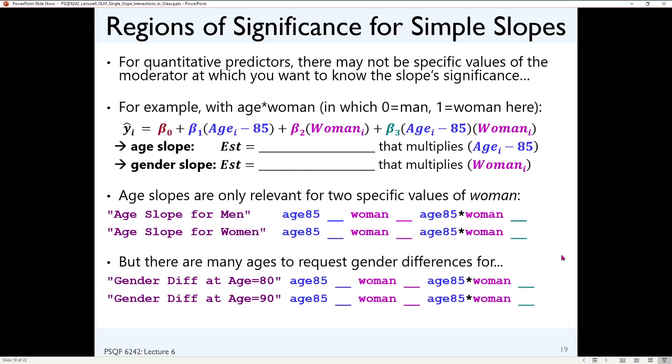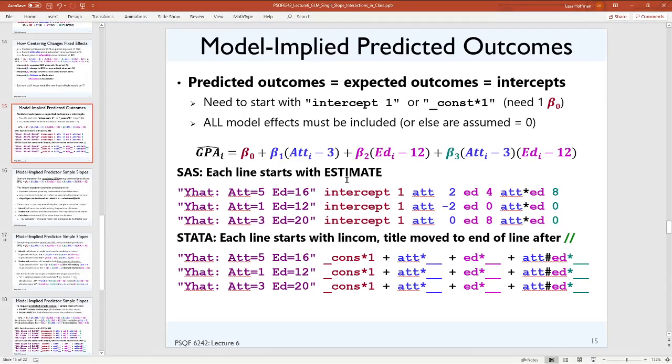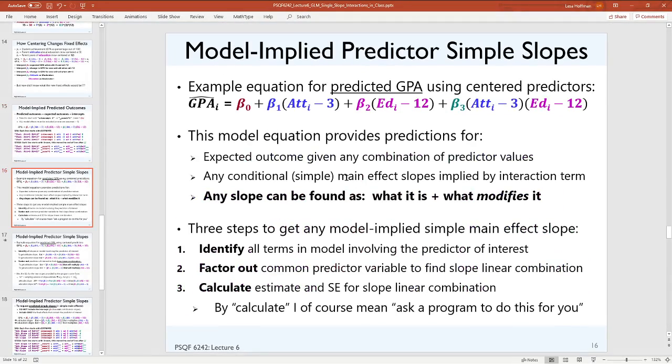So that's all well and good, but the idea that you can request simple slopes for different values of the moderator is more useful when your moderator is categorical than when it's quantitative. So as in a different example, let me exit out of this so that I can do some typing for us.